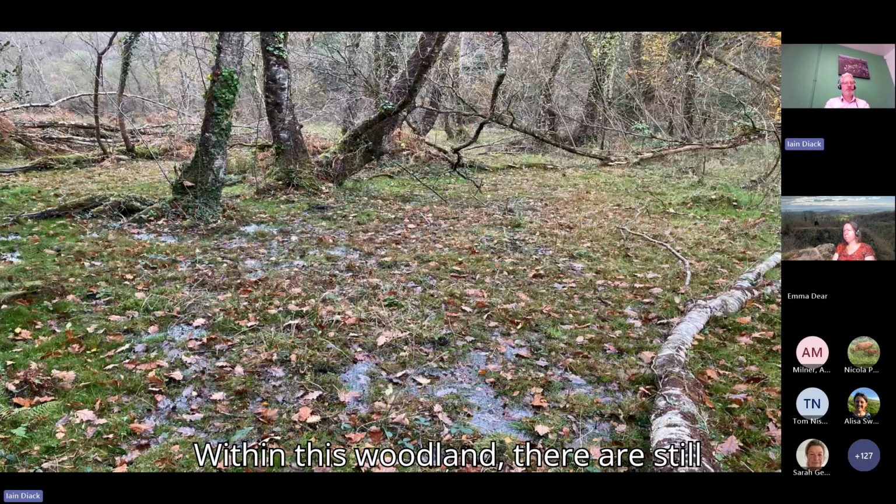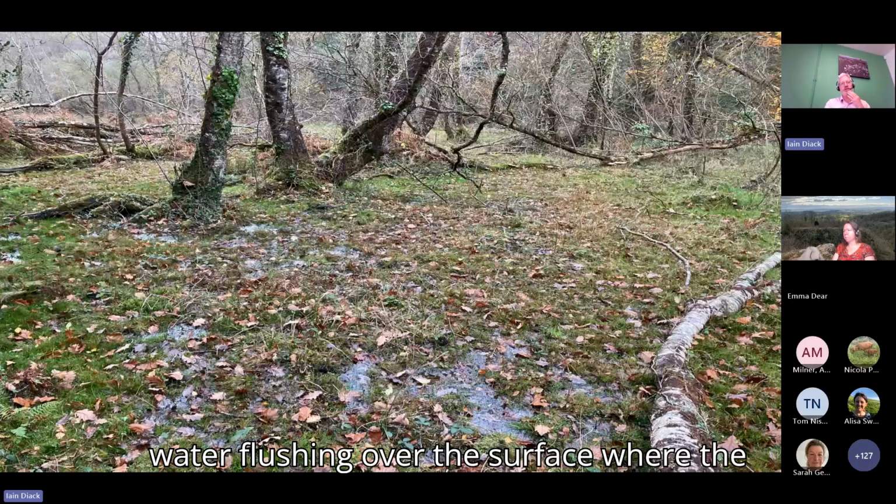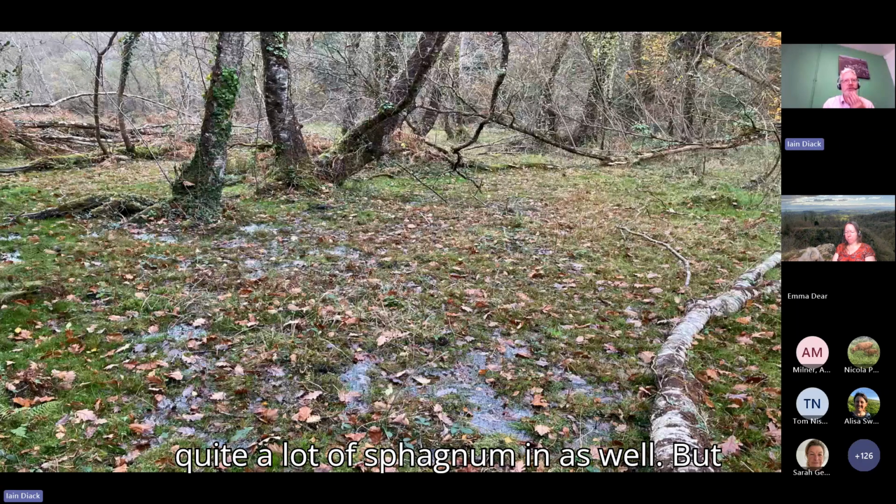Within this woodland, there are still really nice bits. There's a lot of water flushing over the surface where the drains are less effective. And there are some miry bits with purple moorgrass and quite a lot of sphagnum in as well.